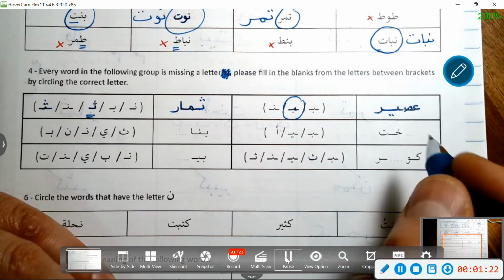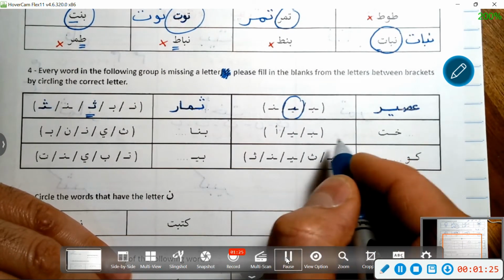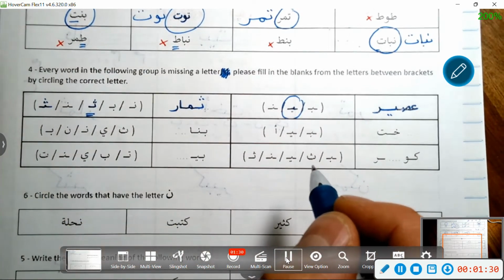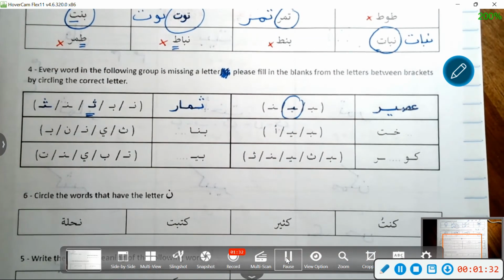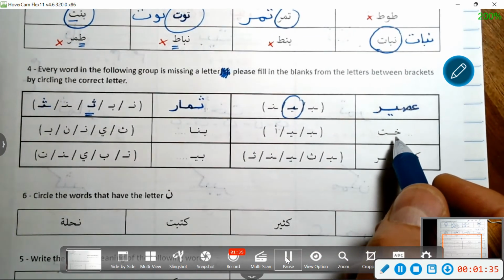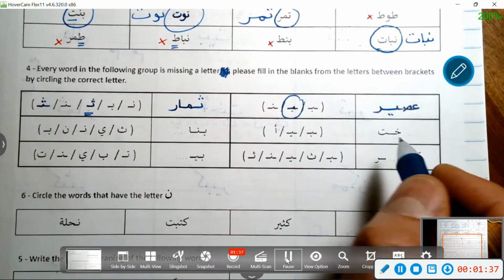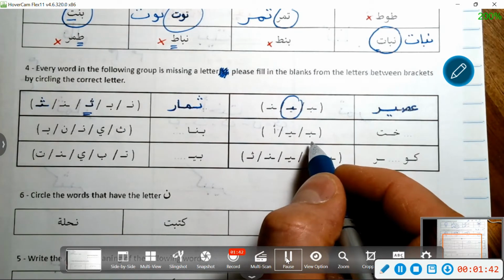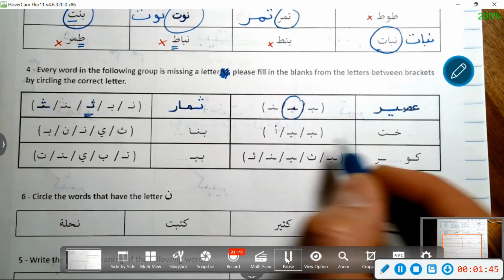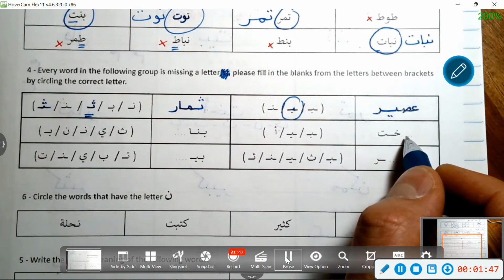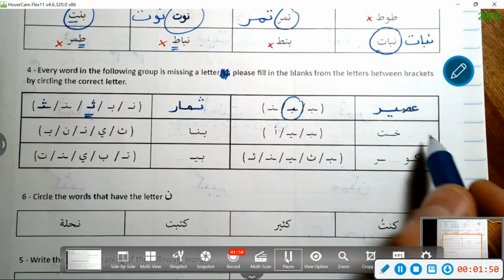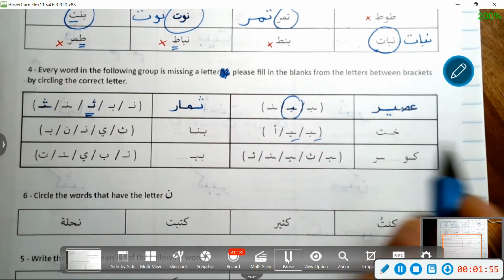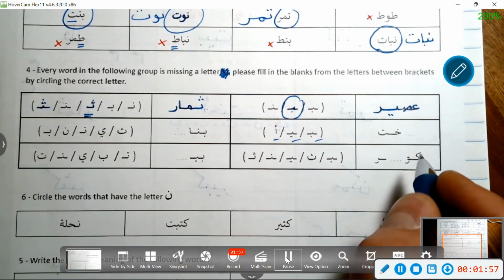Again, third word. Kha and ta. And we have here, let's try. Some people may have forgotten what this word is. So first we have this ba, which is connected from both sides. It means it's in the middle of the word, while here we only need one letter, because it says it's missing one letter. So it can't be ba, it can't be ya. The only option is alif. So we put alif here.